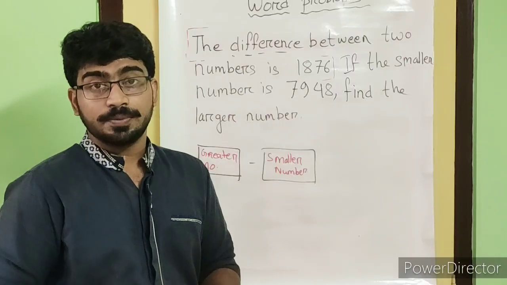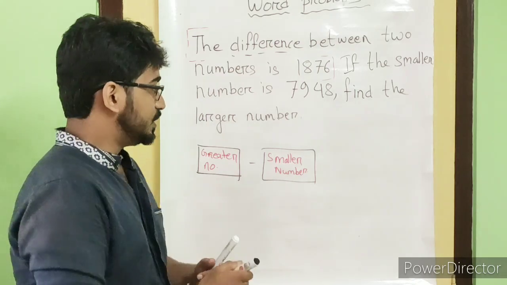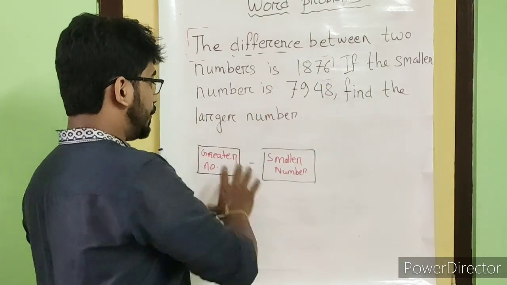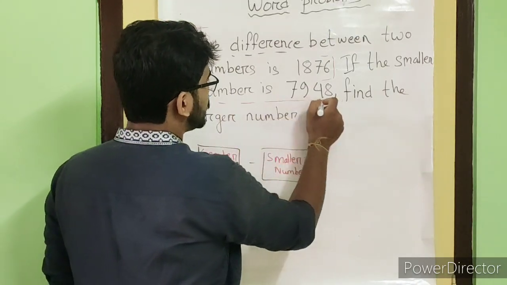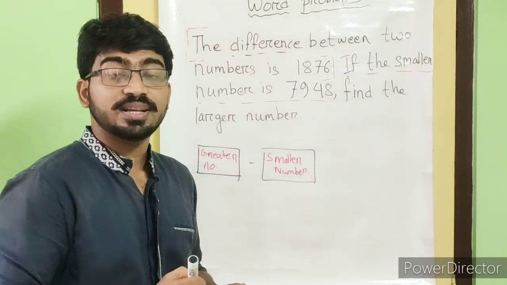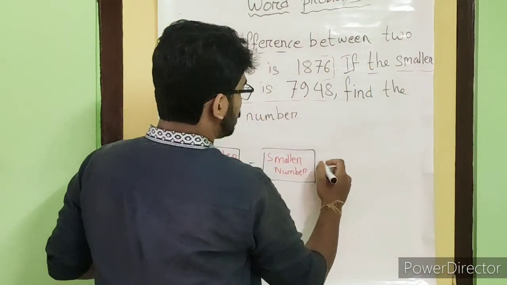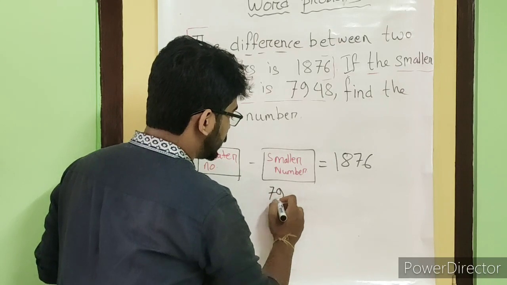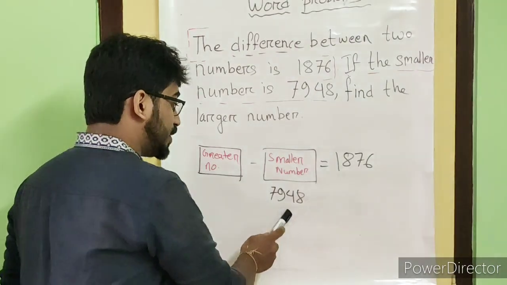How this word "difference" is involved in case of word problems in addition, let's discuss it. Okay, what they have given: the difference between two numbers is 1876. Up to this much is our information. Second one, if the smaller number is 7948, this one is our hint as well as the information, because they have given us the information. From that information we need to find out. The difference between two numbers is 1876 and they have given us another clue that the smaller number is 7948. This is information but it is a hint.